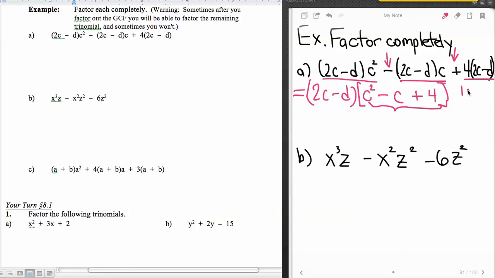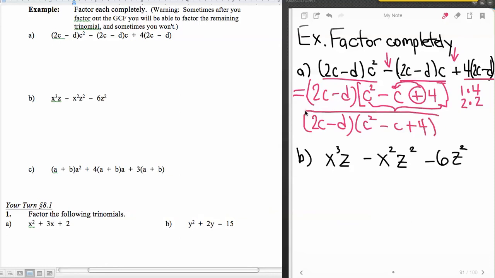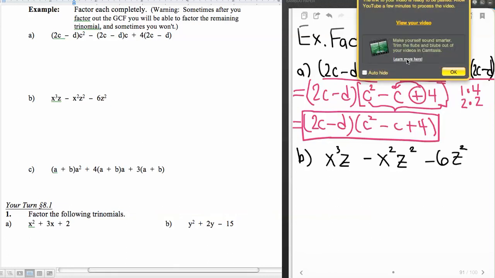So I need the factors of 4, 1 and 4, that give me a sum, this time, right, of 1. Well, 1 and 4 and 2 don't factor, so it doesn't go any further than that. So this one is simply going to end at 2c minus d times c squared minus c plus 4. So you see, it doesn't always factor, but we have to check. We can't just assume that it does or it doesn't. We have to actually physically check, and that's the lesson that I'm trying to impart in this particular group of exercises.